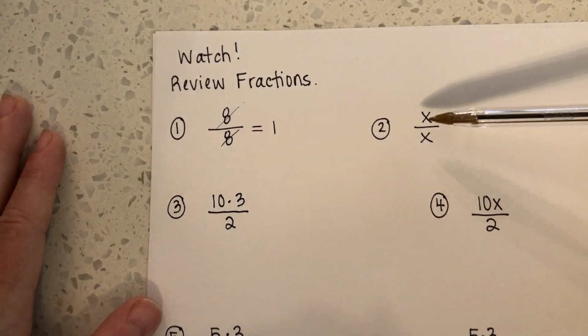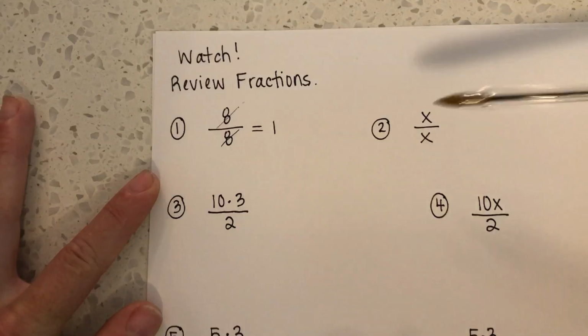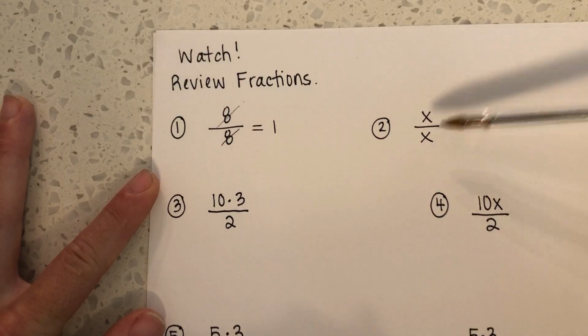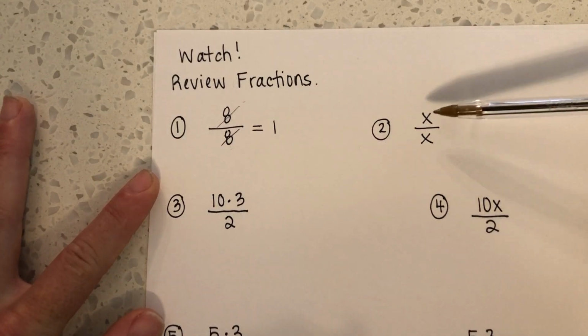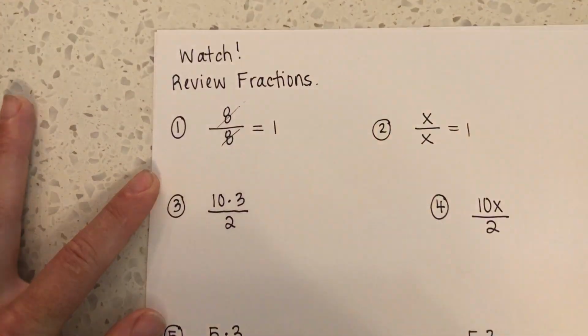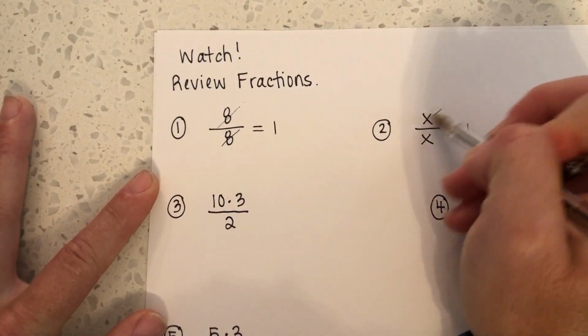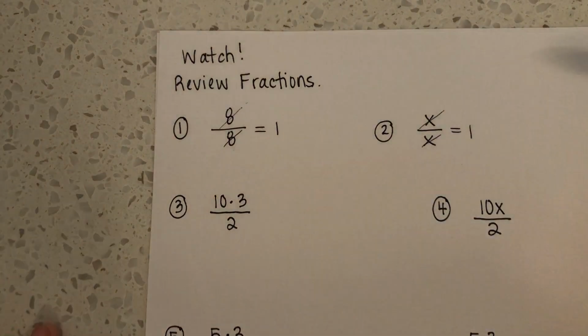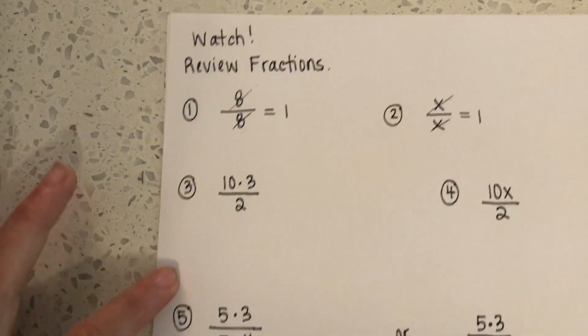All right, but let's look at this one. If we know 8 divided by 8 is 1, well then what's x divided by x? I don't even have to know what x is to know that anything divided by itself is 1. Okay, so again, an x on top and an x on bottom, they're kind of like canceling out and dividing to 1.